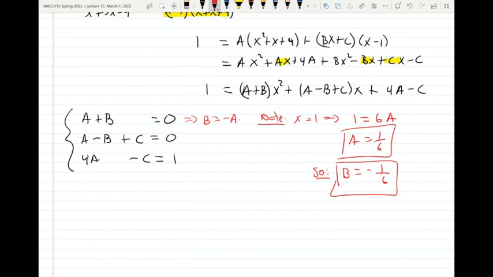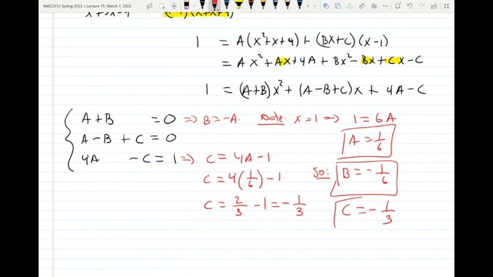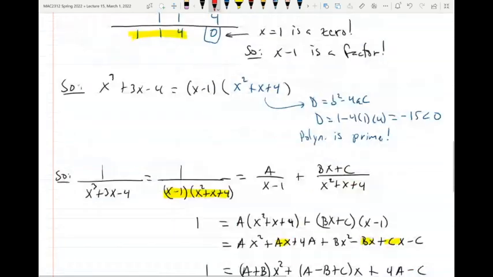And the moment that we have a and b, now actually we can figure out c as well. So from here it follows that c equals 4a minus 1. So that will be 4 times 1 over 6 minus 1. So 4 over 6, that's the same thing as 2 over 3. And then this is negative 1 over 3. So c equals negative 1 over 3. Yes? Okay, so once we have a, b, c, now we return and we finish our integral.